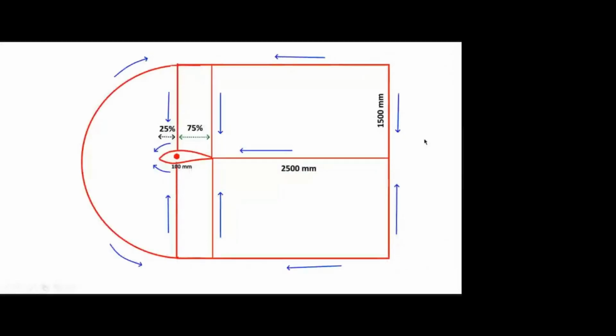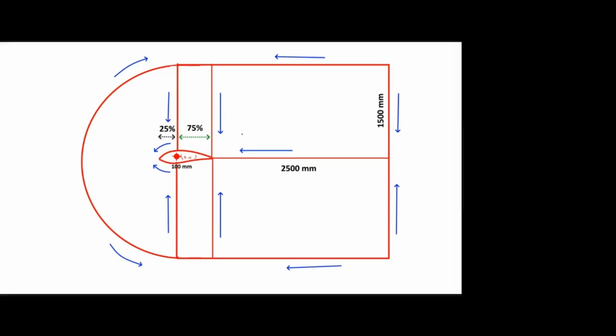And this is the domain size I'm going to take. This is the point I am taking, center point 0, 0. It is at 25% of the chord. From there, I am drawing one semicircle. After that, I have one rectangle.